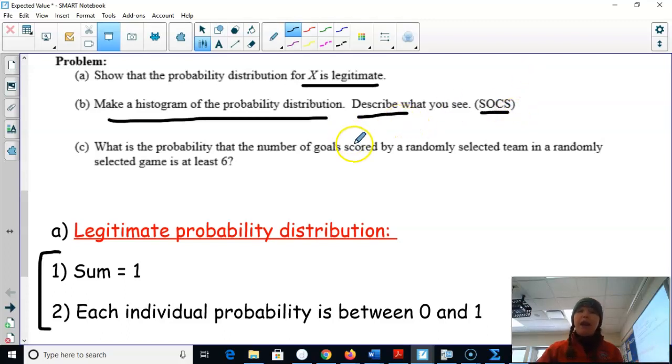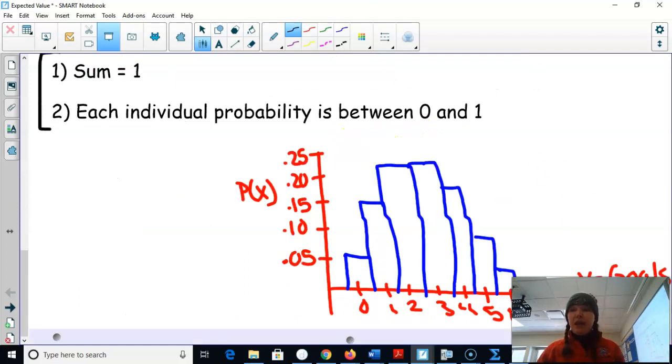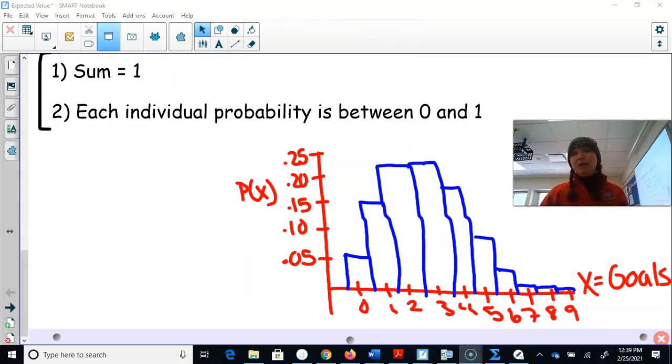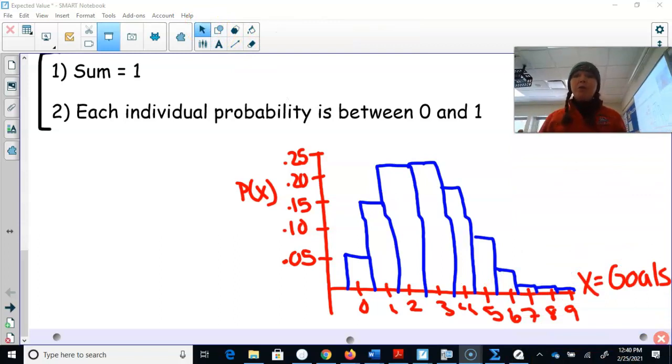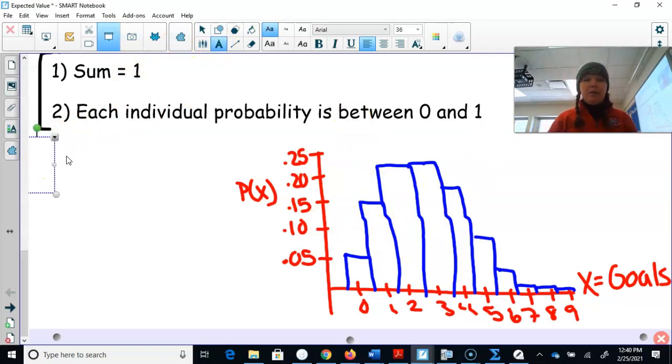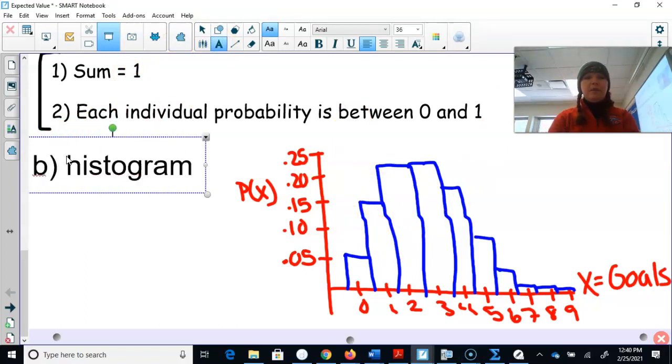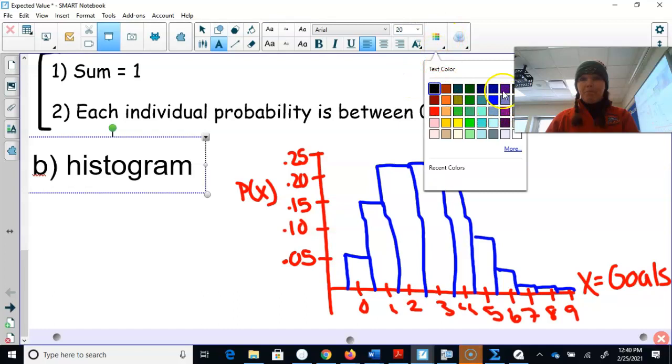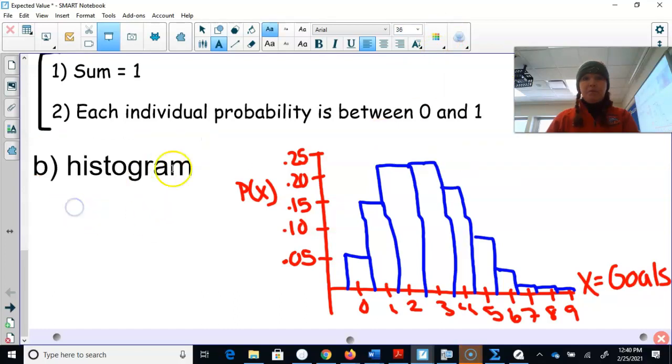Now, if you look, I already have the histogram for you, and I'll just talk about how we got that, trying to save you some time on your videos. I want you to pause the video right now, and I want you to draw the histogram. So we are on part B right now, the histogram. With the histogram, I want you to notice some things.